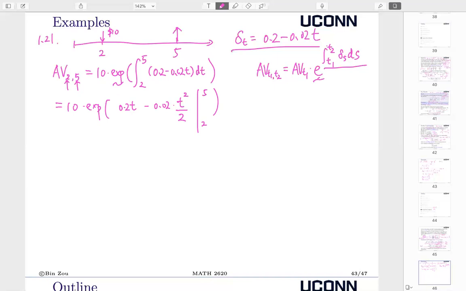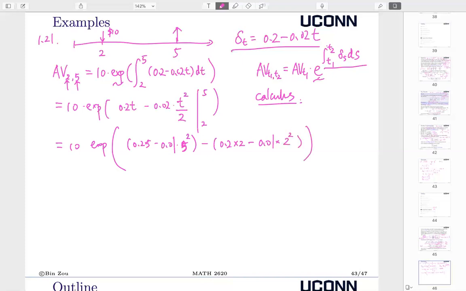There are some formulas from calculus that you need to check. Once we have this, the meaning is I plug in 5 minus 0.02. When you divide, it becomes 0.01, so let me write 0.01 times 5 squared, which is 25, minus 0.2 times 2 minus 0.01 times 2 squared, which is 4. When I compute everything inside, that is 0.75 minus 0.0236.